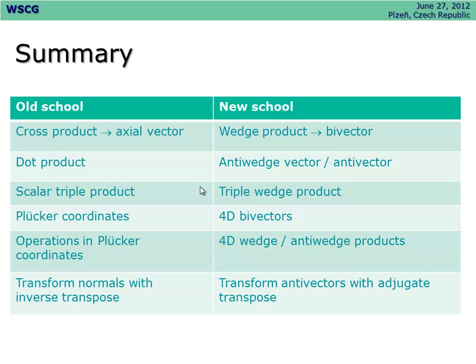All right, so summarizing, what have we learned today? What we used to call the cross product, to produce things that physicists call axial vectors, we can now think of as a wedge product producing a bivector. So no longer are we thinking of taking the cross product between two tangents to obtain a normal vector. We're now taking the wedge product between two tangents to produce the normal bivector.